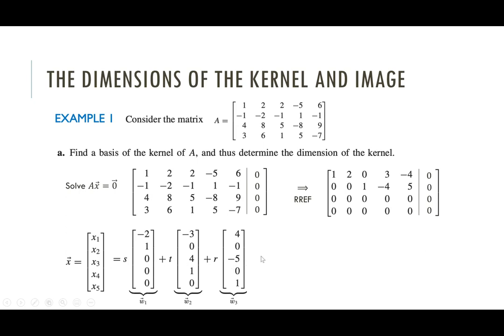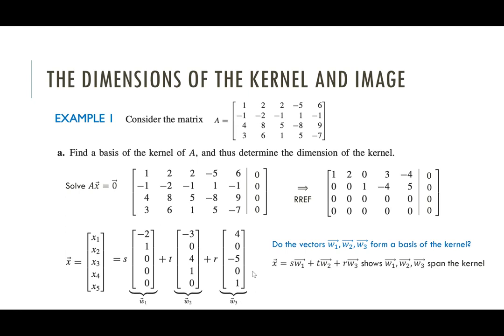Okay. But now we ask, are these vectors, we'll call them W1, W2, and W3, do they form a basis for the kernel? Like, does this mean the kernel is three-dimensional? Well, I claim they definitely span the kernel. And that's because we have this equation. X is S times W1 plus T times W2 plus R times W3. And X is just any vector in the kernel. And so any vector in the kernel can be represented as a linear combination of those vectors. So yeah, those vectors span the kernel.